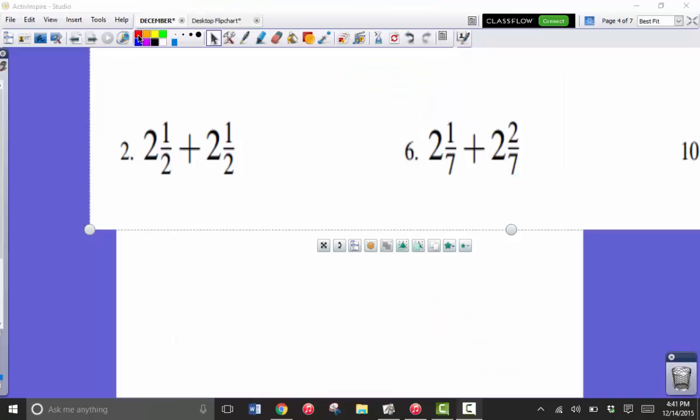Okay guys, welcome back. We're going to call this Heart Academy number 4, which is the back side of your homework. I'm going to start with question number 2.